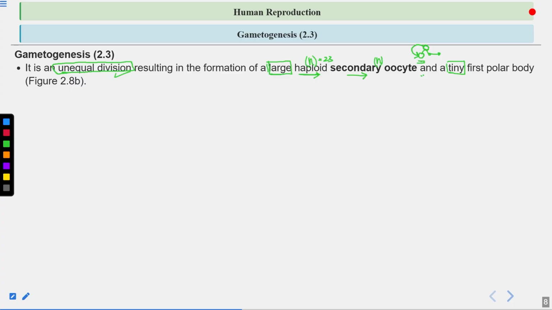So that's why the bulk of the cytoplasm of the primary oocyte, this is the primary oocyte, is retained in the secondary oocyte, which is this one, and very little cytoplasm is available for the first polar body.